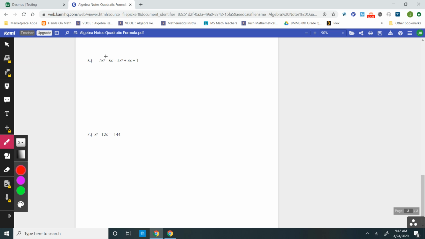So here, you can subtract the 4x squared, and then subtract the 4x, and then you can subtract the 1. So 5x squared minus 4x squared, that'd be 1x squared then. And then for the x's, -6x minus 4x, so that'd be -10x between those. And then you'll have your -1 there.